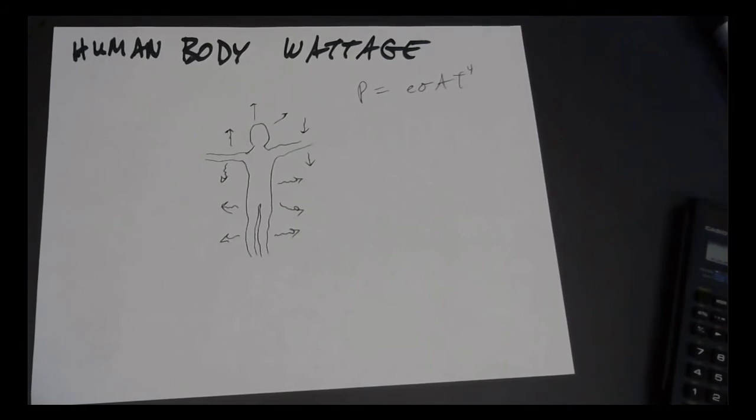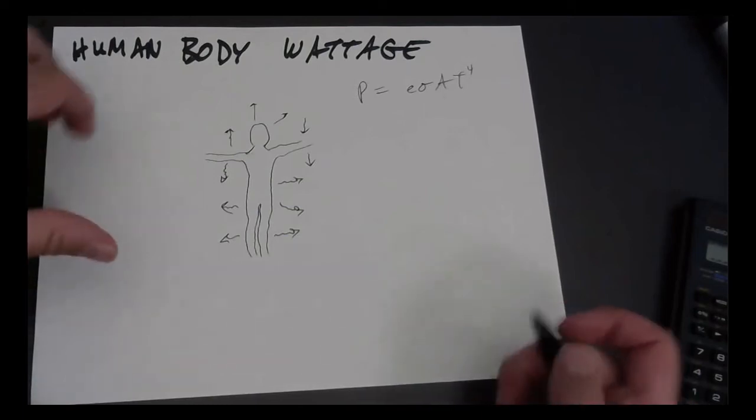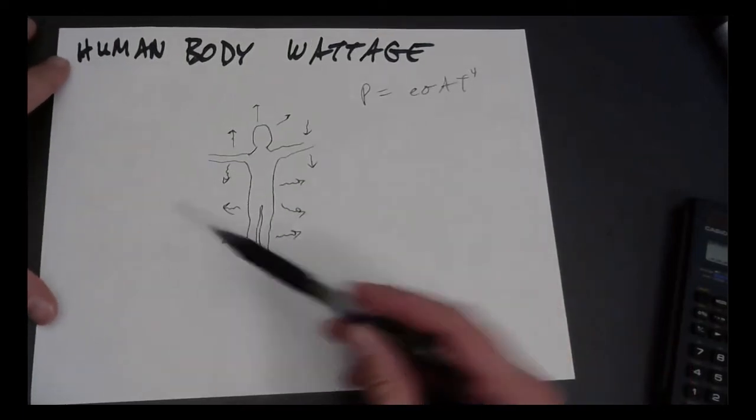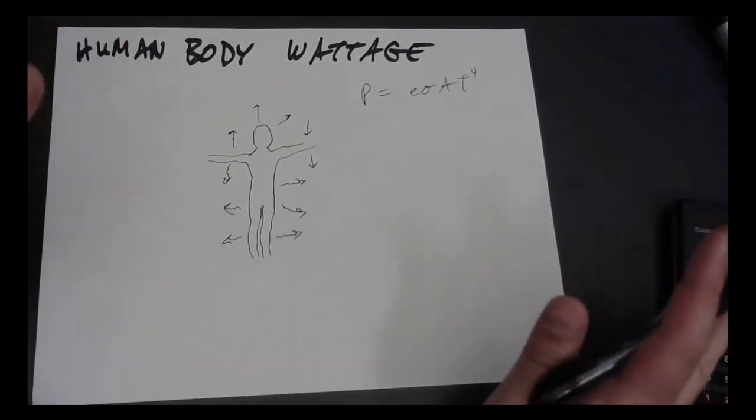So that was kind of naive of me to calculate that. What that tells you is if you were naked in outer space with no air surrounding you, you would be losing energy really quickly. Of course, then you'd stop using energy because you would be dead in short order. But we're walking around bathed in air.